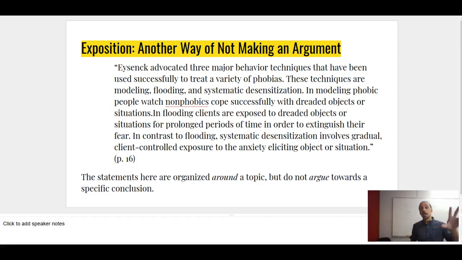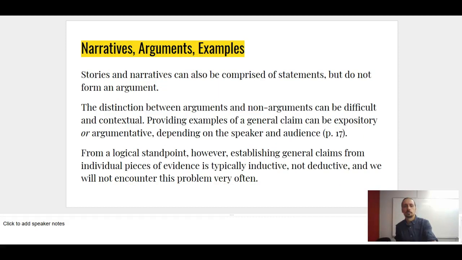Although this paragraph is made up of statements that could be true or false, it's not driving towards a conclusion with logical structure. So not every piece of talk, rhetoric, exposition, or information is going to necessarily be an argument that we're going to analyze. The distinction between what counts as an argument and what's not an argument in natural language is actually going to be kind of difficult. It's going to be contextual.